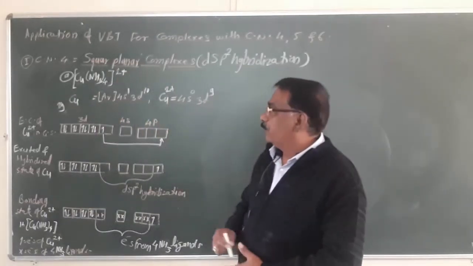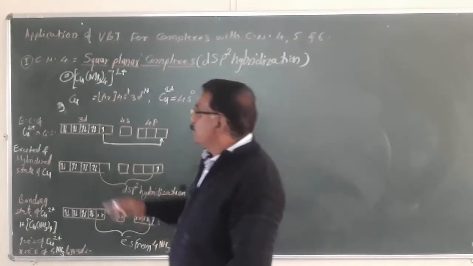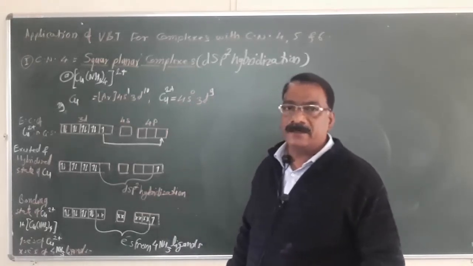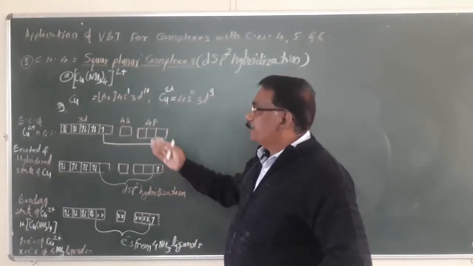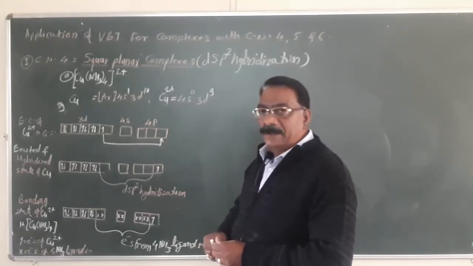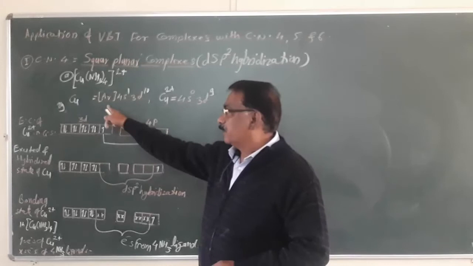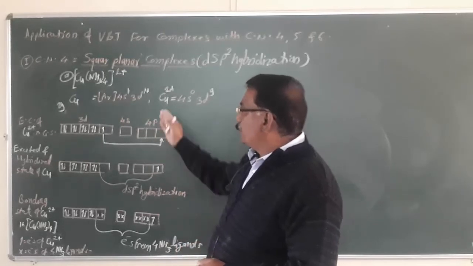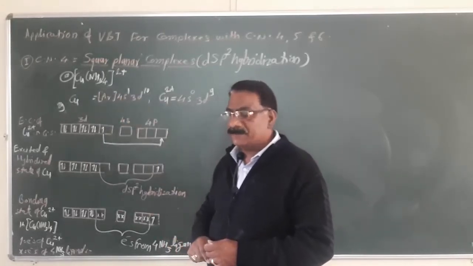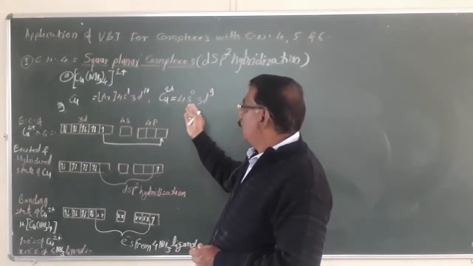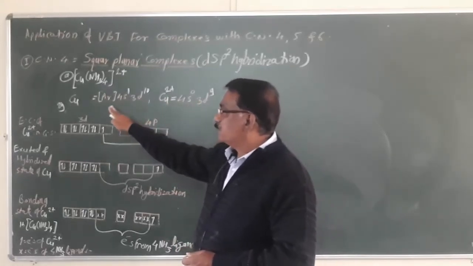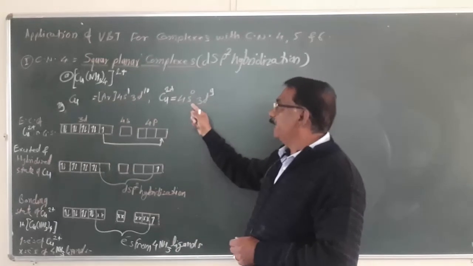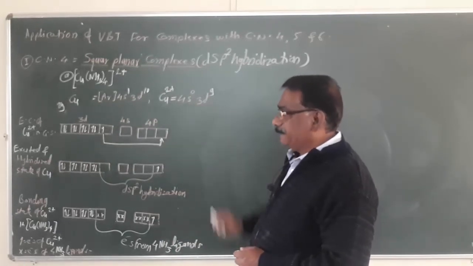See the second example of square planar complexes, Cu(NH3)4 2 plus. Here copper is the central metal atom. Copper has atomic number 29. Its electron configuration is argon core completed, 4s1 and 3d10. Copper shows +2 oxidation state in this complex. So copper 2 plus has 2 electrons removed, one from 4s and one from 3d, and its electron configuration becomes 4s0 3d9.